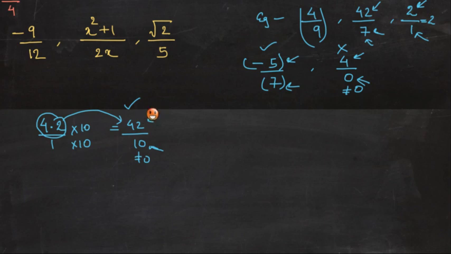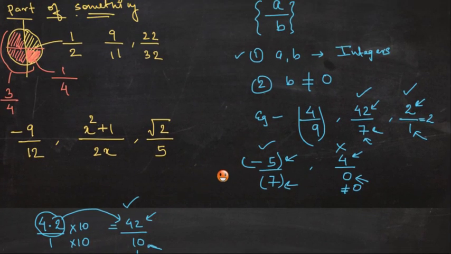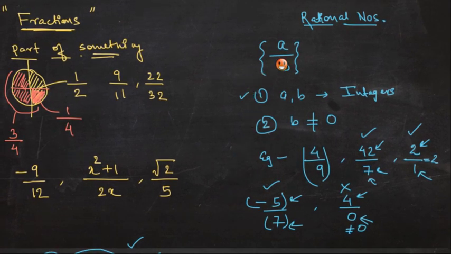So I hope this definition of rational number is clear now, and you also understand what would be a basic or generic difference between a rational number and a fraction.